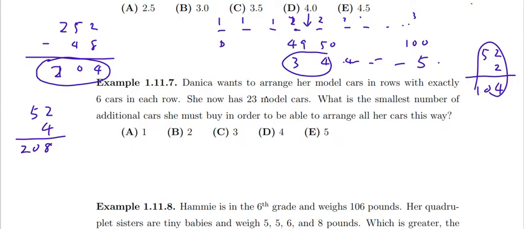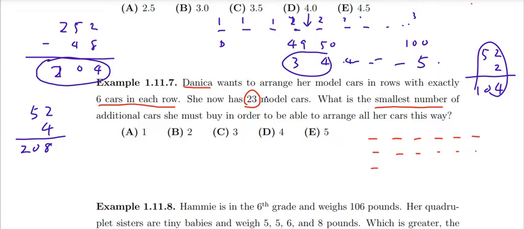So Danica wants to arrange her model cars in rows with exactly 6 cars in each. So just 6 in one row, then 6 in another row, like that. She now has 23. So how many more does she need? At least how many more? The smallest number of additional cars she must get in order to be able to arrange all her cars in that way.